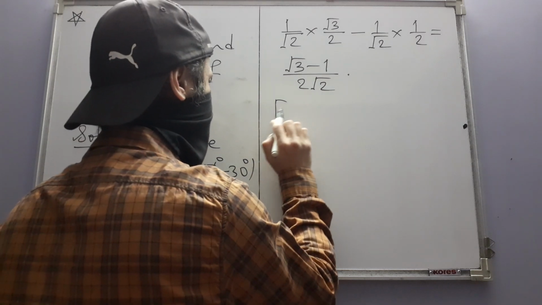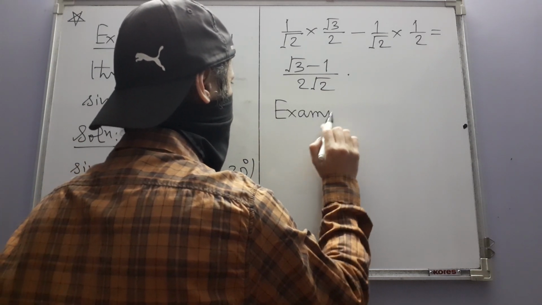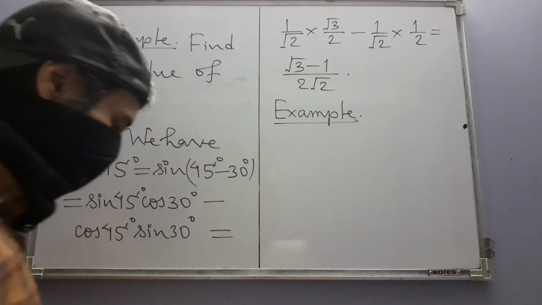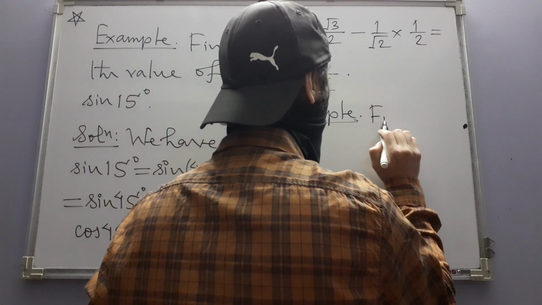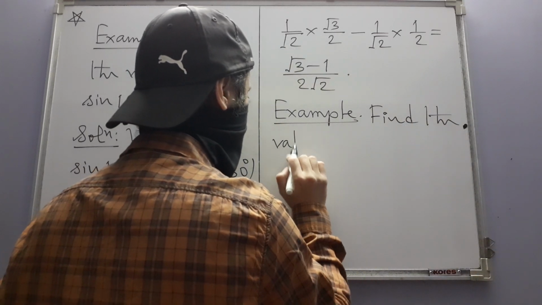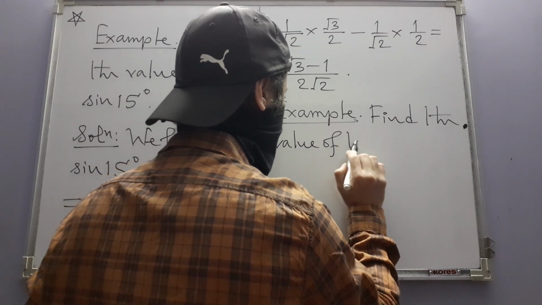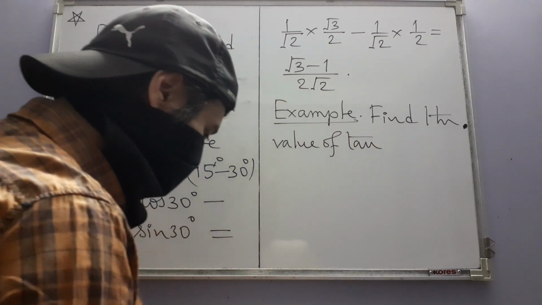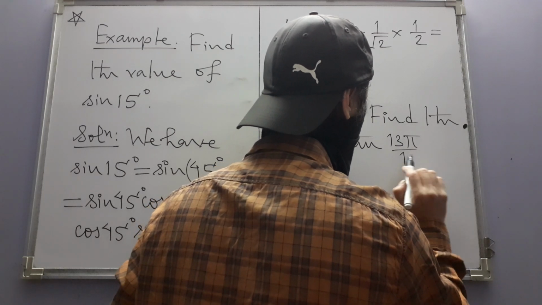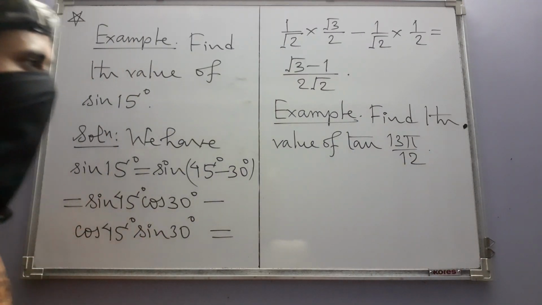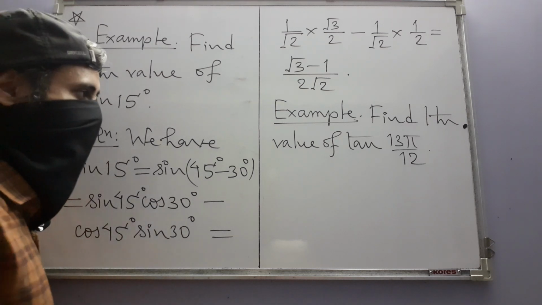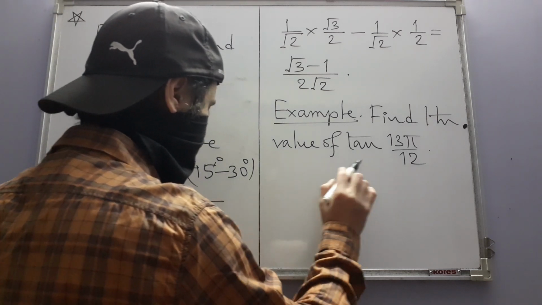Next, example, find again another such value of, but this time it's given in radian, 13 pi divided by 12. That looks like a very unknown angle, it is, but we will have to change it somehow like this.